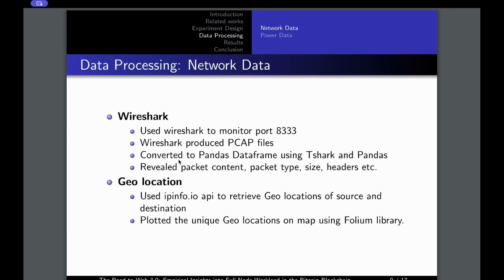For every data packet, we have a source and a destination IP address. So we use ipinfo.io. It's a website that can give you geographic location information based on the IP address. We use its API because we have a lot of these nodes. So we use the API to get geolocation information for each source and destination IP address. We later plotted this information using the Folium library to create a map where we can display the nodes.